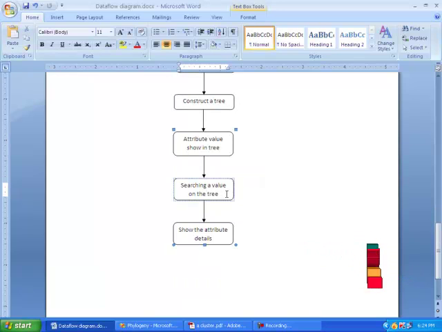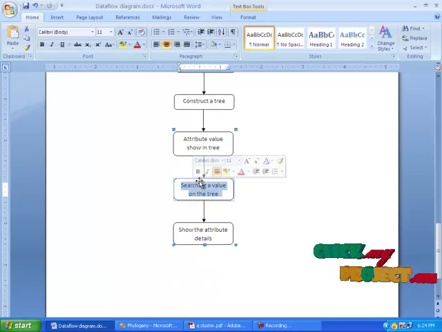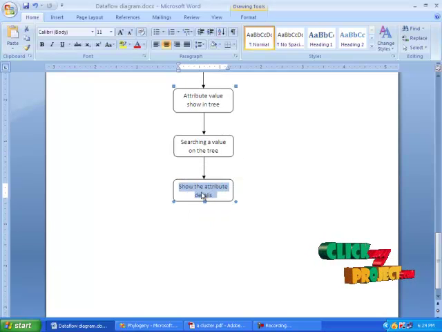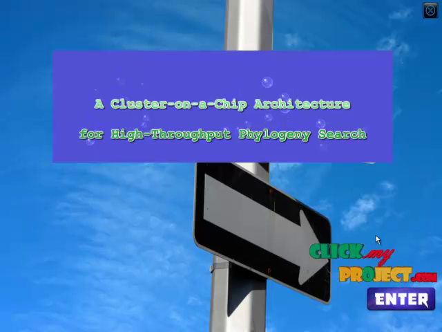Next we do the phylogeny search. In the phylogeny search, we search for a value on the tree. The attribute details are shown to you depending on your searching value. This is the demo of our project, a cluster on a chip architecture for high throughput phylogeny search. Now we enter our project demo.